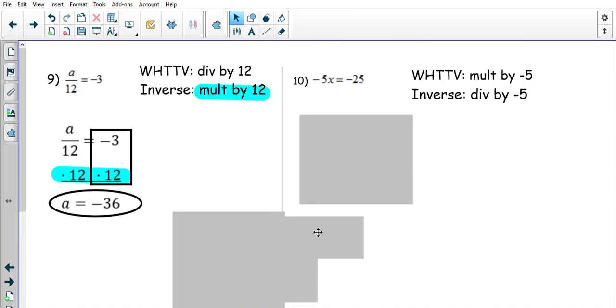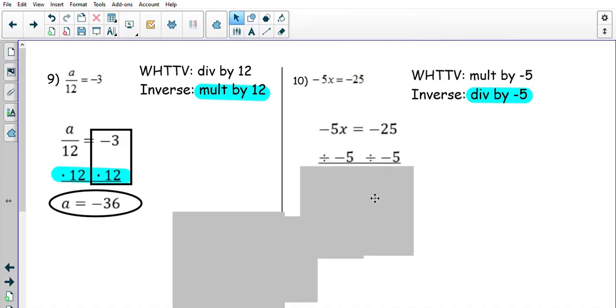Now, a mistake I see students make a lot on this kind of problem is they think, oh, I've got a negative 5 there. I should just add 5 to both sides. But what's happening to the variable is multiply by negative 5. So the inverse has to be to divide by negative 5. All right, let's show our inverse one time on each side. So we're going to divide both sides by negative 5.